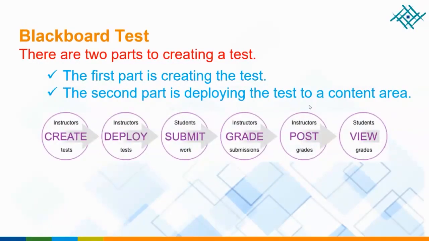These are the steps for creating tests. This is the instructor. He will create the test. The instructor will deploy the test. The student will submit the work. The instructor comes back for grading the submission. Then the instructor will post the grade, and then the student will view the grade. This is the sequence of how we are using tests or exams on Blackboard.